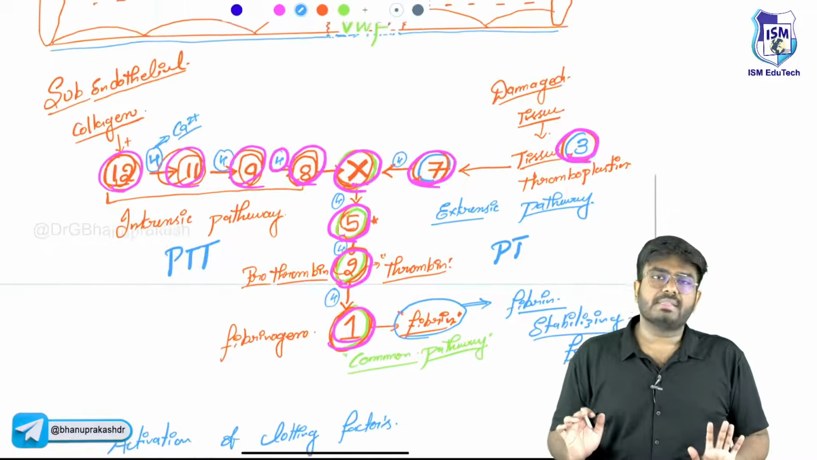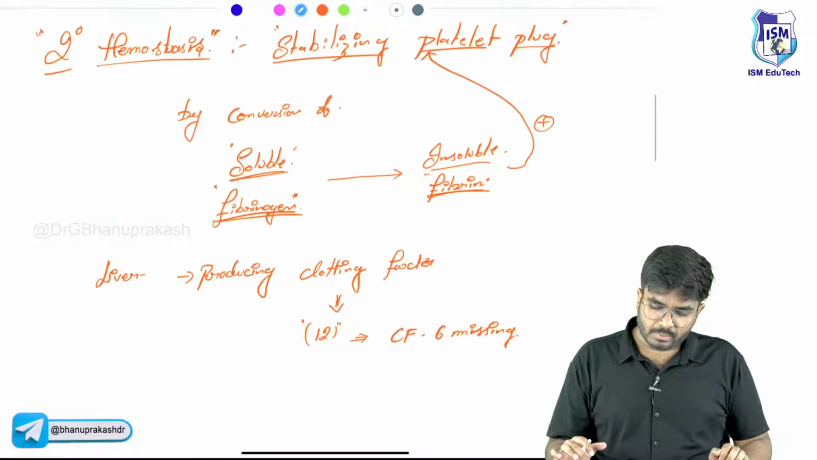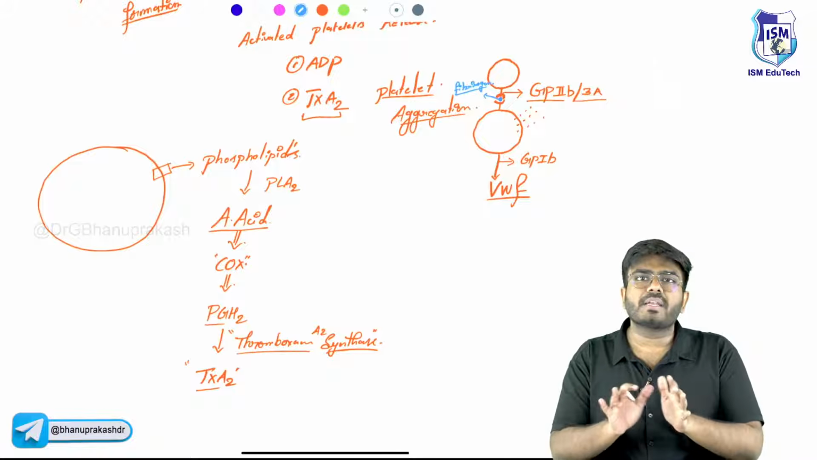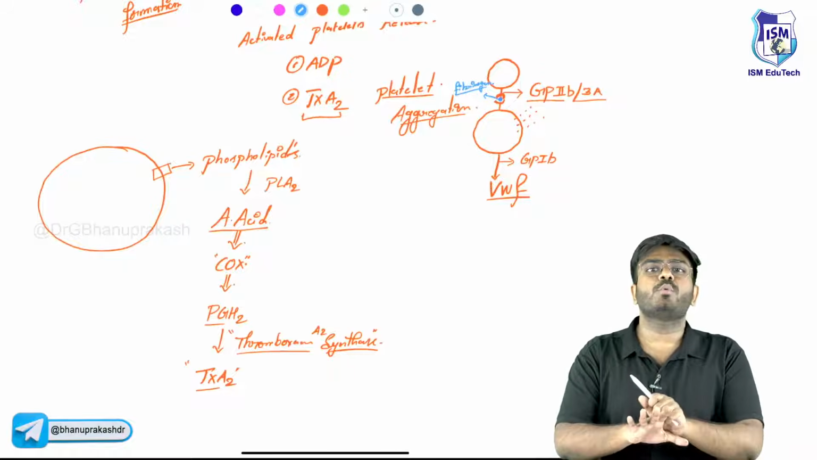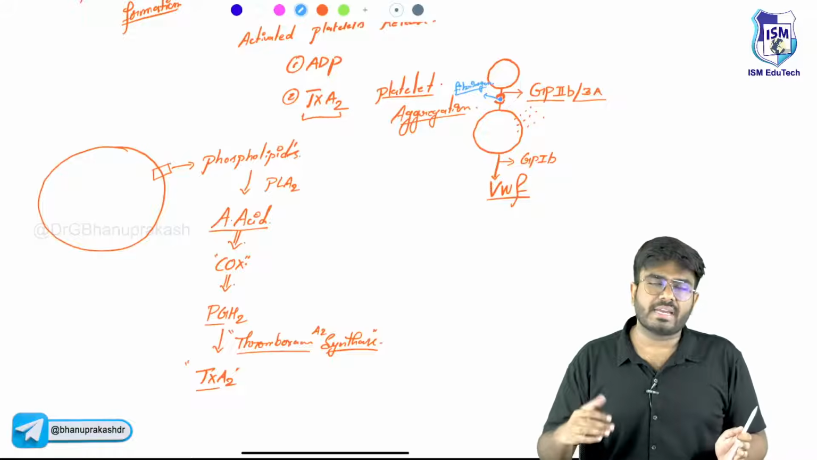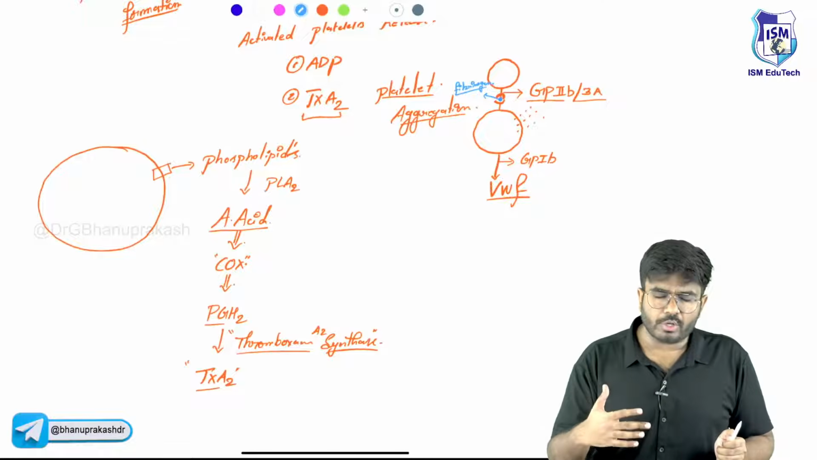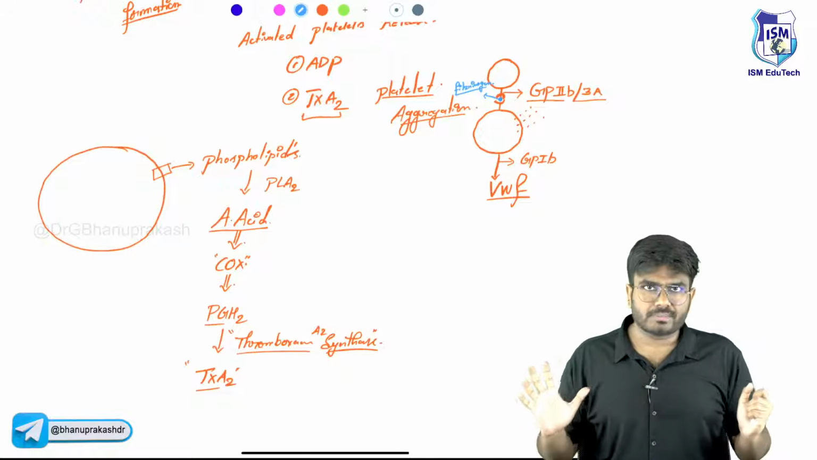Now, after discussing this, let's begin with the pathologies: disorders of primary hemostasis and disorders of secondary hemostasis. Primary hemostasis is just forming a platelet plug. Secondary hemostasis is just putting cement onto it, making it more stable. The cement is nothing but the activated clotting factors: conversion of soluble fibrinogen into insoluble fibrin and fibrin stabilization, forming a strong clot.